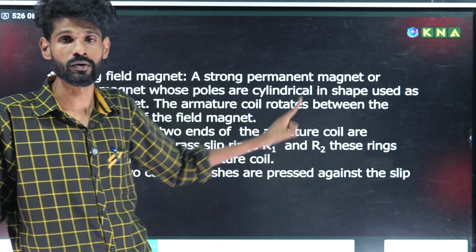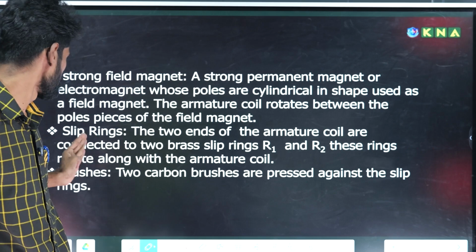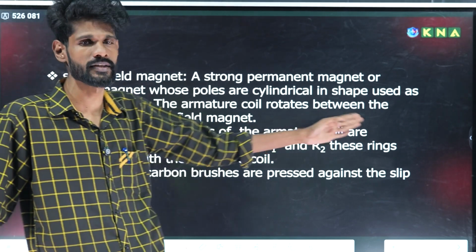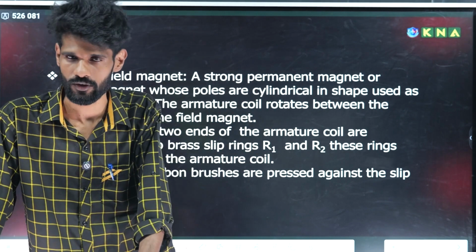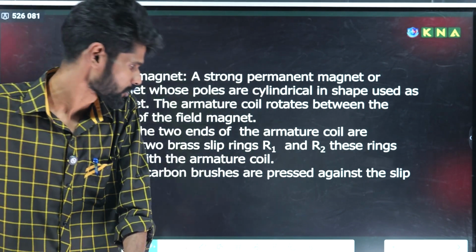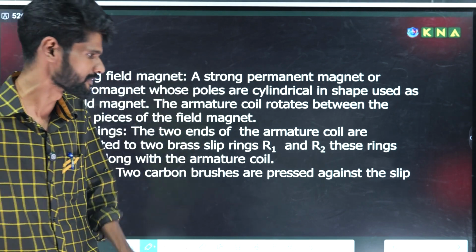The armature coil rotates between the pole pieces of the field magnet. Slip rings: the two ends of the armature coil are connected with two brass slip rings. These rings rotate along with the armature coil, and also there are two carbon brushes. They are pressed against the slip rings.